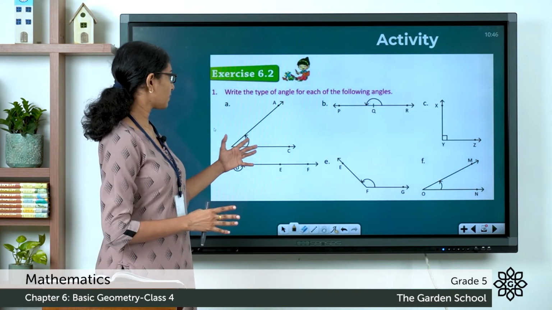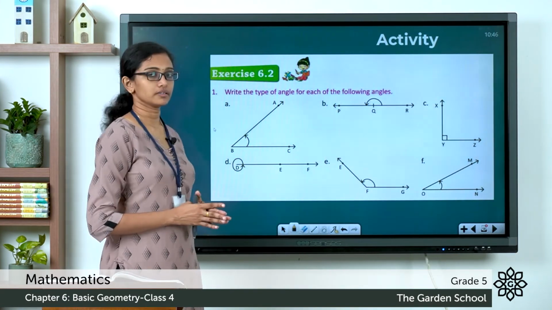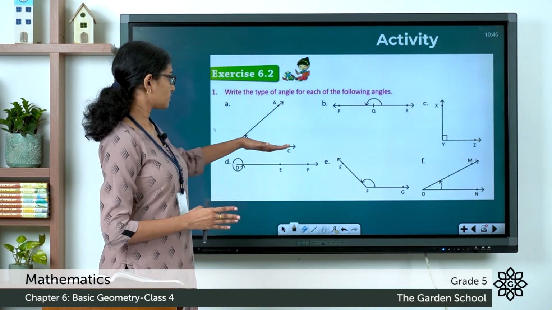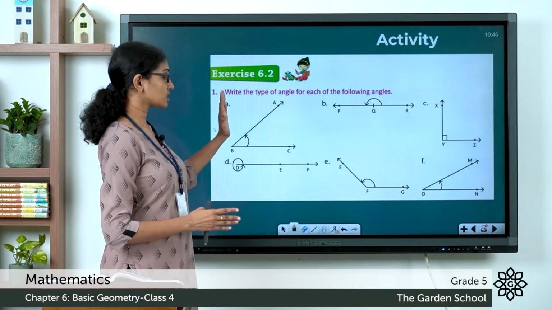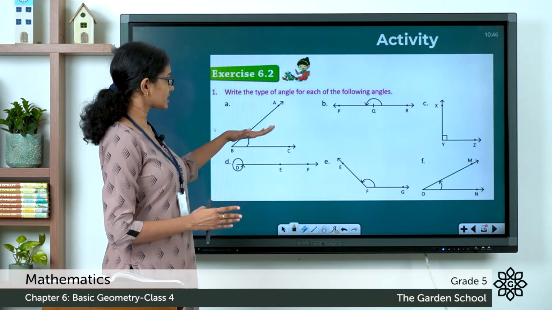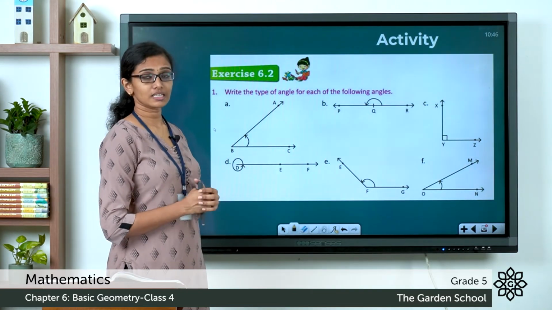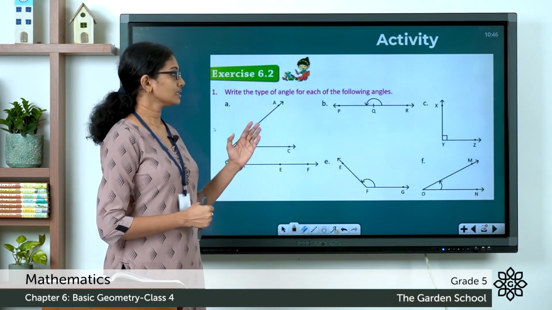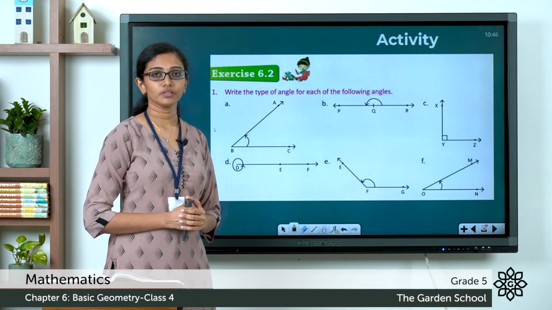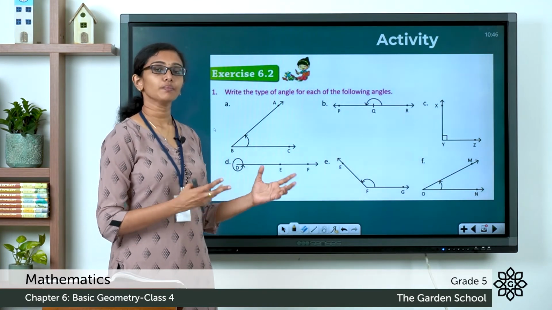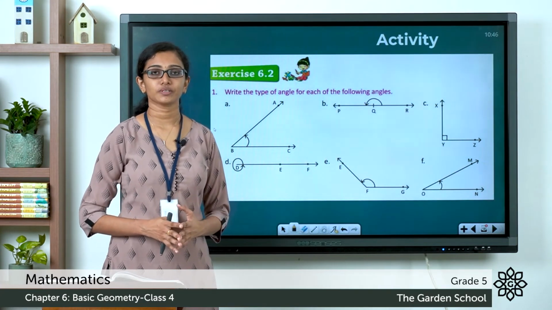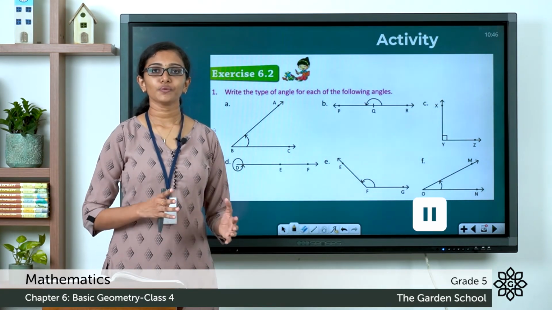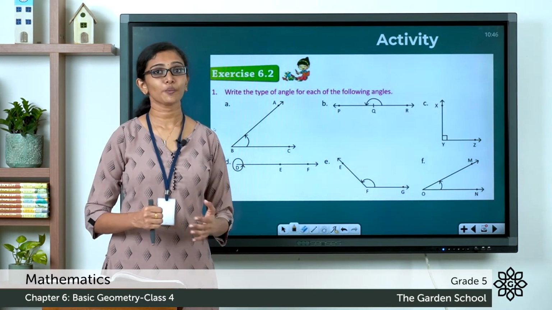For example, the first one is an acute angle. It is measured from this side, from the right to the left, and it has not reached the 90 degree mark. It is less than 90 degree and hence this one is an acute angle. Similarly, observe the other questions and mention the type of angle there. Do this as an activity. Please pause the video, finish it and come back. Hope you are done with that.